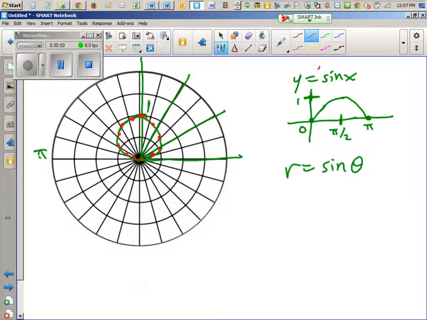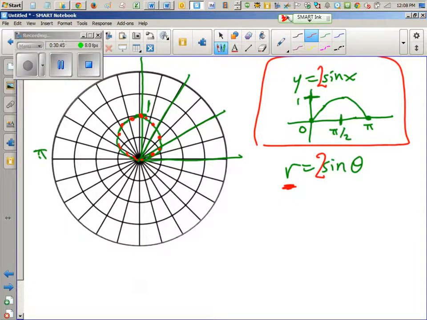What would happen if you put a 2 in front of your sine? What would happen to the sine wave? The old school graph right here. What happens to it? It gets... no, no. This is a vertical transformation. I'm multiplying by 2. What happens physically to the graph? It gets taller, yes. The y's double, correct? So what happens then to the r's if I put a 2 here? They double. What happens to my little circular diagram when I put the 2 there?